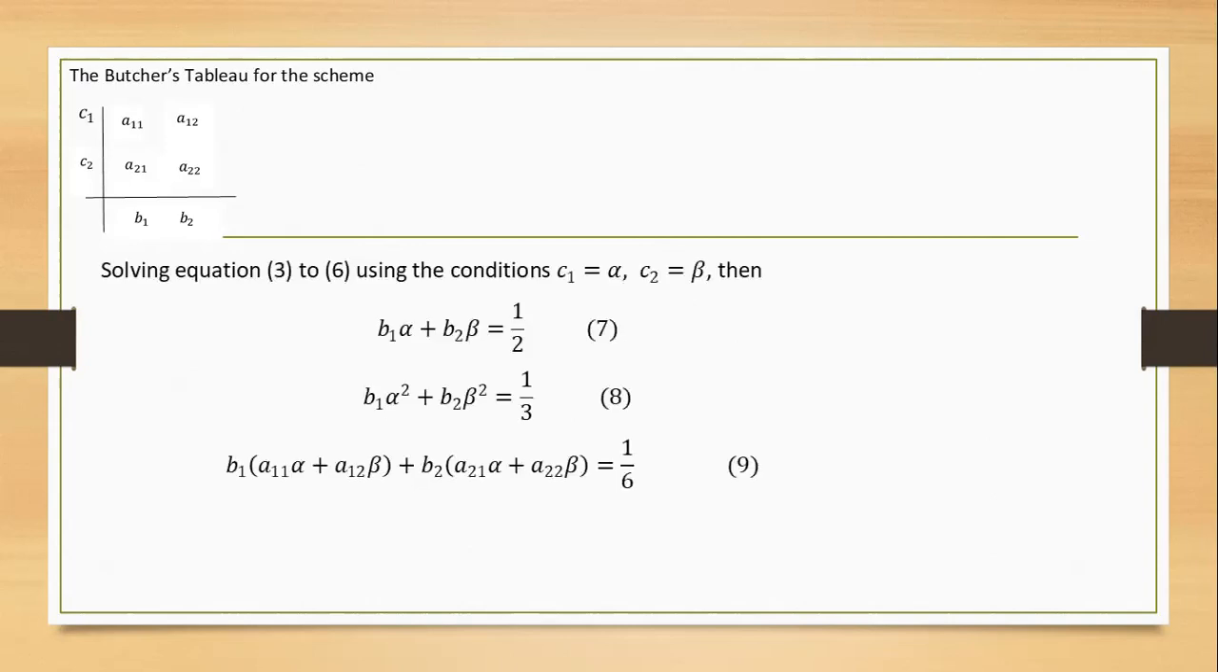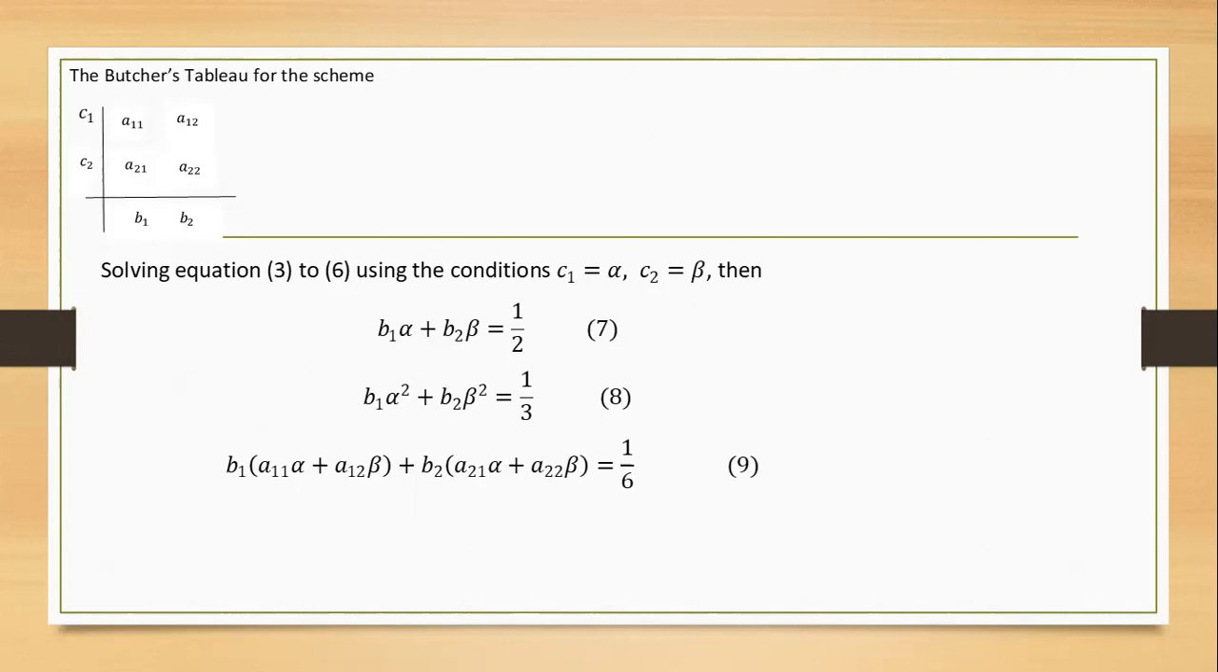Now, the systems of equations we have over there: we have equation 3, which is defined as B1 plus B2 equals 1. We have equation 4, which is defined as B1 C1 plus B2 C2 equals 1 over 2. We have equation 5, defined as B1 C1 squared plus B2 C2 squared equals 1 over 3. And we have equation 6, also defined as B1 into (A11 C1 plus A12 C2) plus B2 into (A21 C1 plus A22 C2) equals 1 over 6.